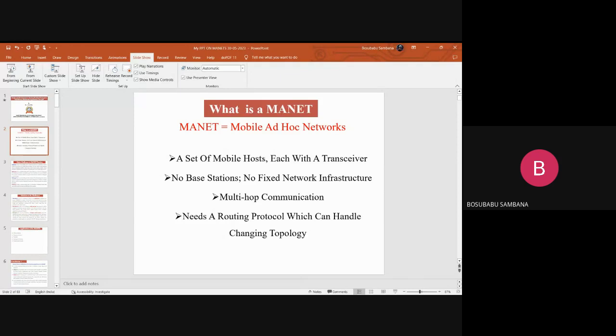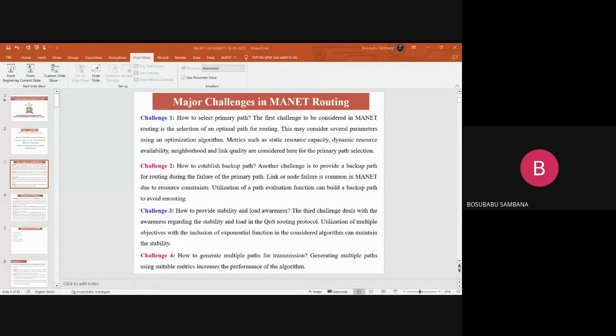What are the major challenges in MANET routing? In my various practices, various challenges are there, and according to the problems, solutions are provided too. The challenges are: how to select the primary path, how to establish the backup path, and how to provide stability and load awareness for the network routing protocol.